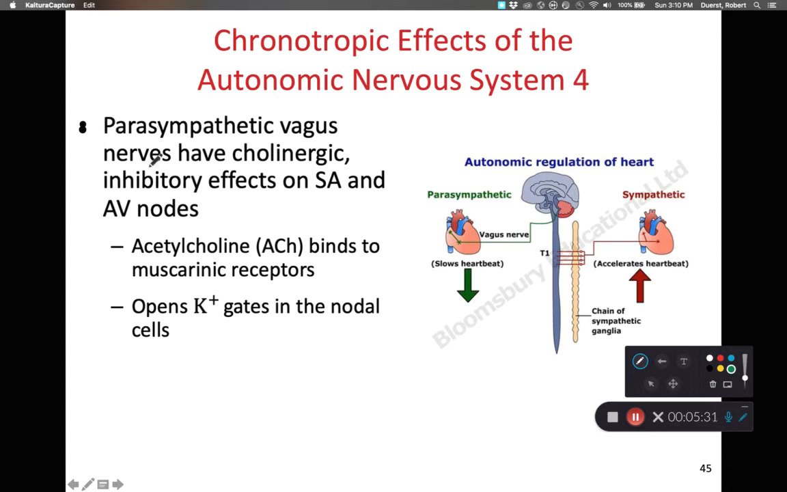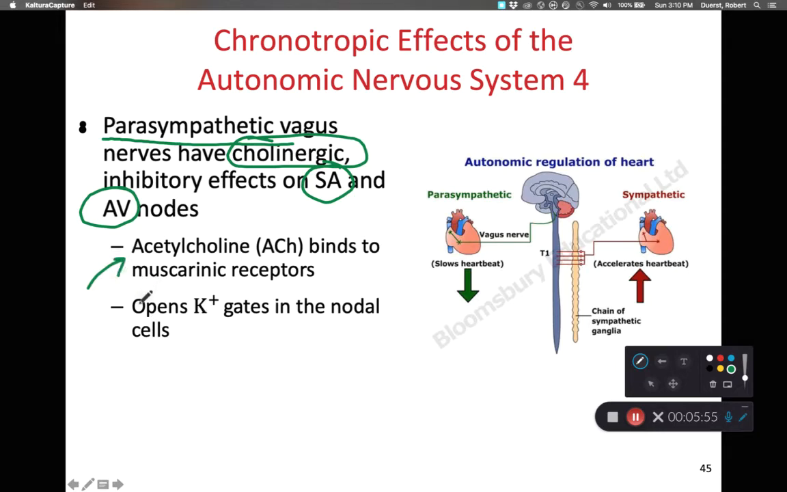Now, as we look at the parasympathetic branch and its effects on the heart, the parasympathetic fibers from the vagus nerve have cholinergic inhibitory effects on both the sinoatrial node and the atrioventricular node. And if it's a cholinergic effect, that means that it's going to respond to acetylcholine.